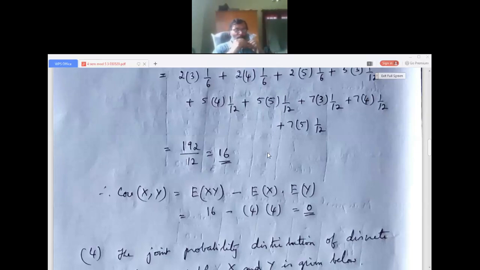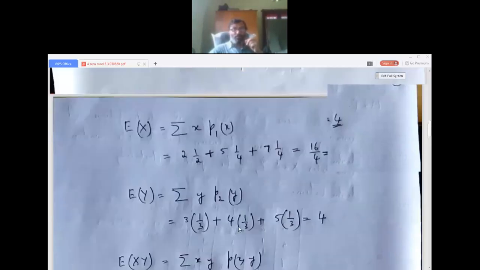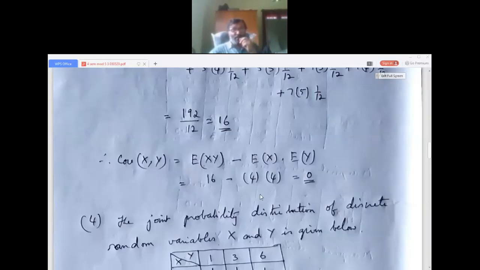Now E of xy is 16 and E of x is 4, E of y is also 4. So 16 minus 16, we are getting covariance of x comma y as 0. Always we need not get 0. Different answers you might get. There's no rule that you should always get 0, but here in this particular problem you got it as 0.